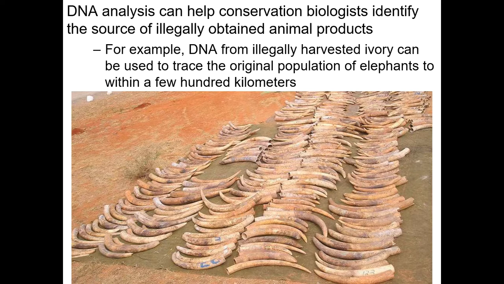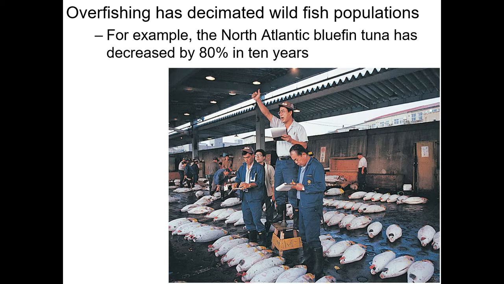DNA analysis, you generally don't think of that in terms of ecology, but DNA analysis can help conservation biologists identify where various animal products have been harvested from and try to figure out what parts of the world elephants are still being killed for their ivory, for example. Overfishing has decreased our wild fish populations.